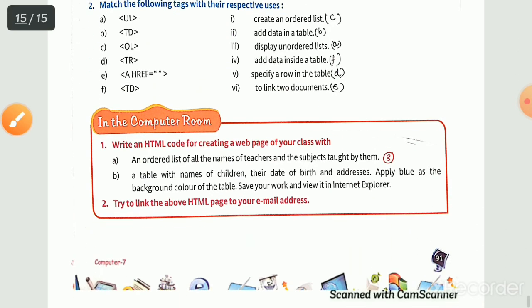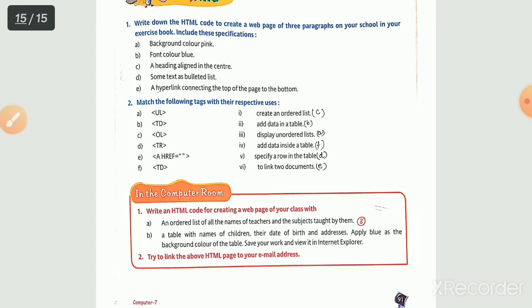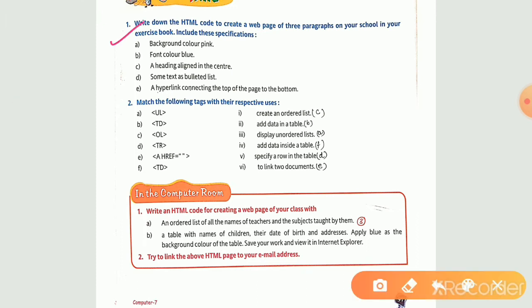Now with this, your chapter got completed. Now about this HTML code, you need to do it by yourself. See, this first portion you need to do, and the second portion no need to write down, this third one. Fine, this first one in the computer room, in your computer copy you need to write down.